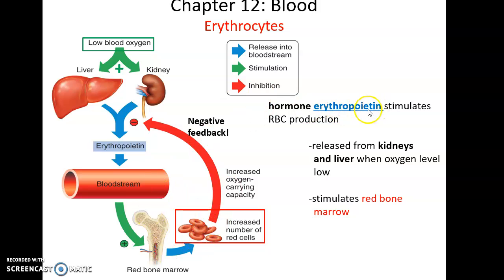So the hormone erythropoietin goes into the bloodstream, stimulates the red bone marrow to produce more erythrocytes, and then this will lead to increased levels of oxygen in the blood, and this acts as the negative inhibitor to say, hey, we don't need any more of that hormone produced. Strange, huh? Your liver and your kidneys help to control red blood cell production.